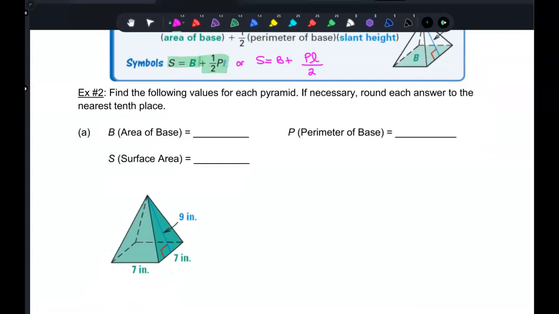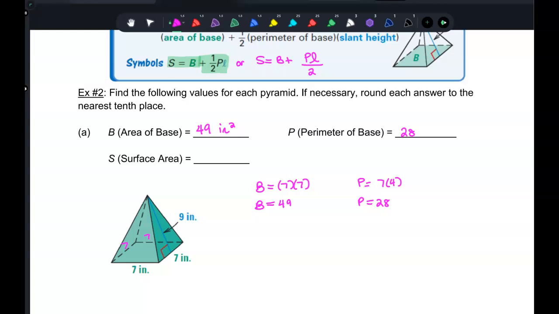All right, we're going to find the values for each pyramid. If necessary, we're going to round to the 10th place. Okay, what is our base here? The base is a square, so 7 times 7. So the area of the base is 49. Okay, now what about the perimeter of the base? Well, all the sides are 7. So 7 times 4, or you could do 7 plus 7 plus 7 plus 7, but we get 28.